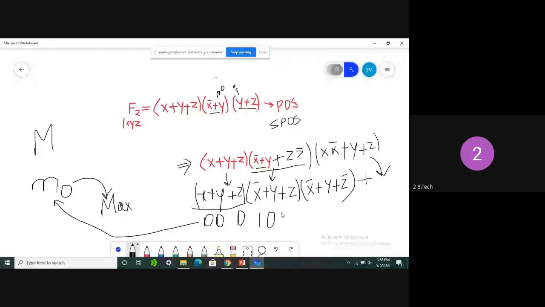And in the second term you can observe clearly x bar is there, so that is 1. Y is there, so that is 0. Z is there, z is again 0. So 1 0 0 1 0 0 is nothing but 4, so that is nothing but small f suffix 4, that is max term 4. Clear all of you?